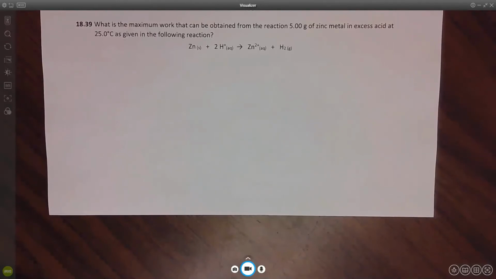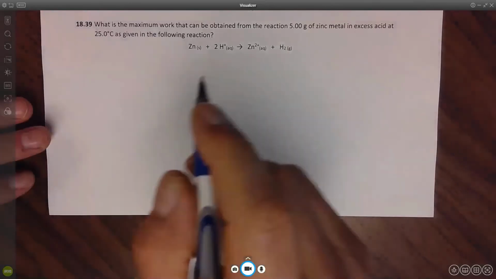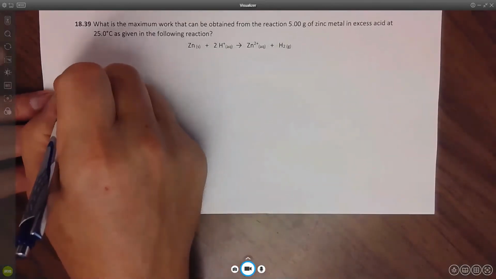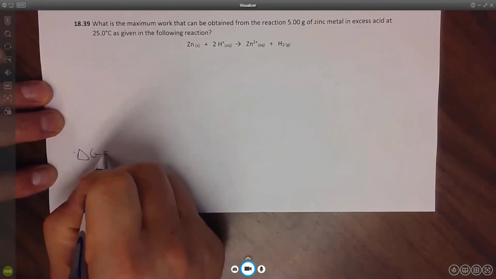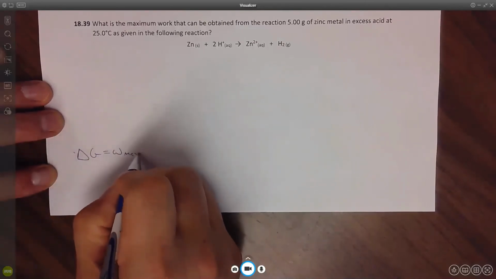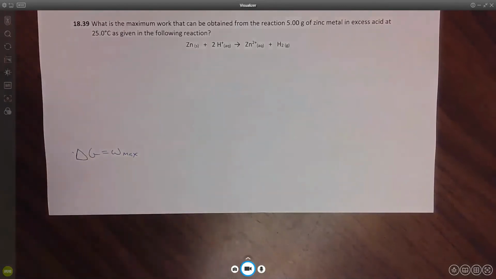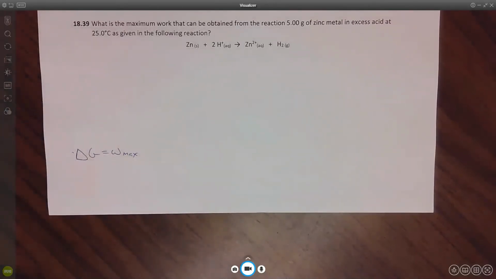The free energy is equal to the maximum amount of work. Okay, so free energy, let me write this down here. So free energy is equal to work max. So how do I calculate the free energy then? Isn't it the summation of the product free energy minus the reactant free energy?